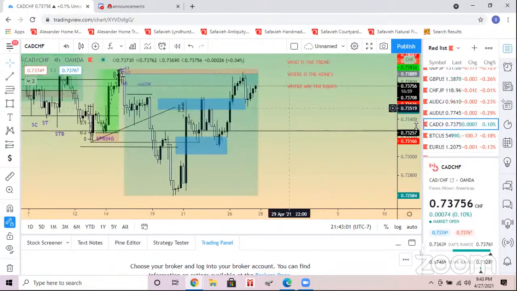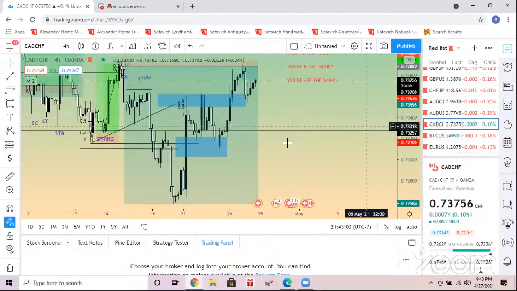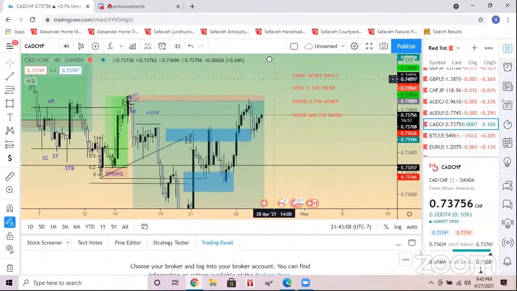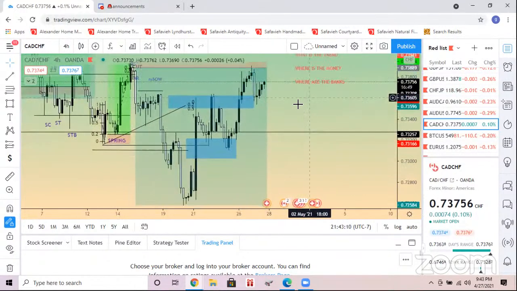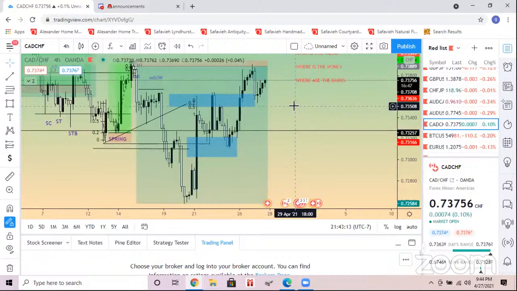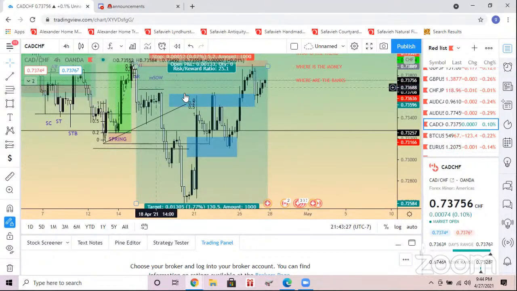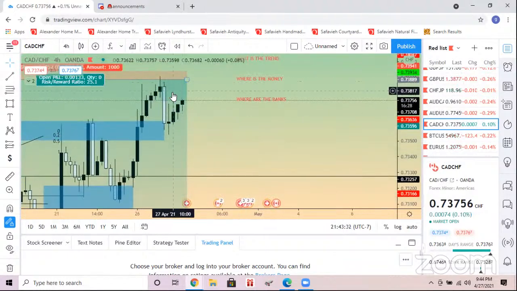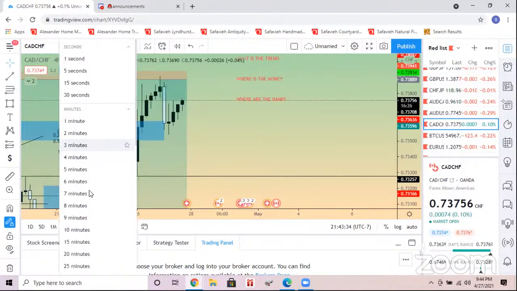CAD Chf. Looks like we tapped into this redistribution right here. I had an extreme set. I don't know if I actually set this on my MetaTrader. Let me check. No, I didn't, but it looks like we could be coming back up for a re-entry if we got a distribution here. Let's see if it gave us a distribution.